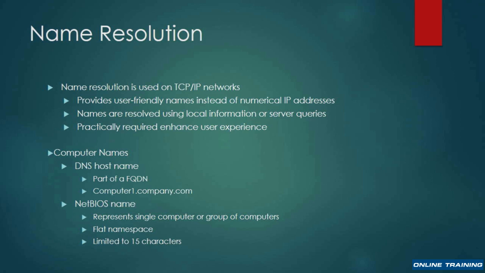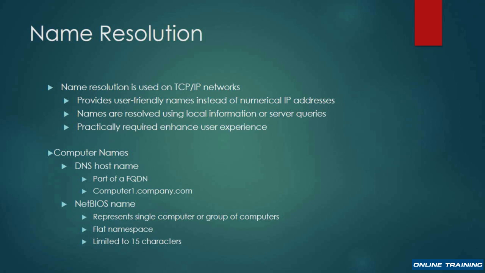Technically, there's two different computer names. There's the DNS host name and the NetBIOS name. Now, the DNS host name is the one that we're predominantly going to use. It's part of a fully qualified domain name. So computer1.company.com, for instance. Company.com would be the domain name. Computer1 would be the computer name, and collectively those make up an FQDN.